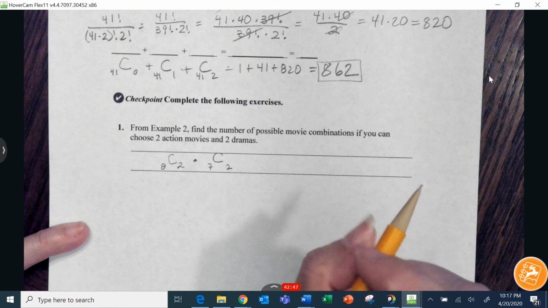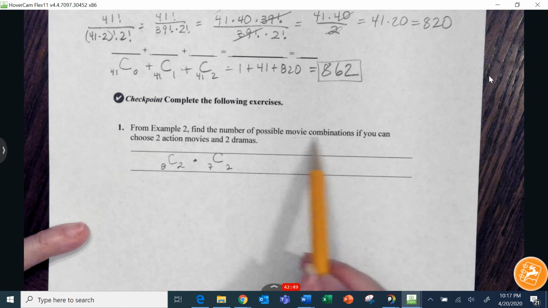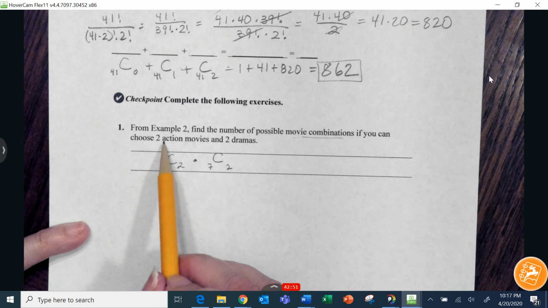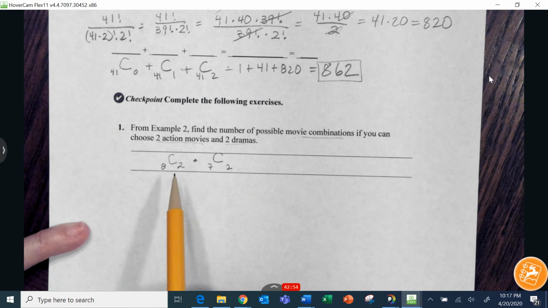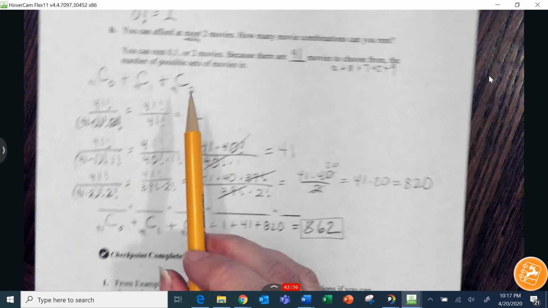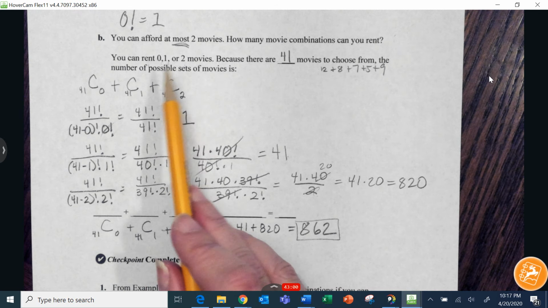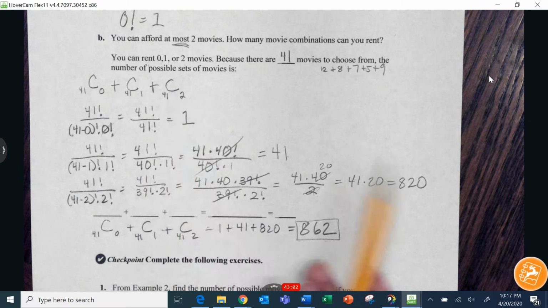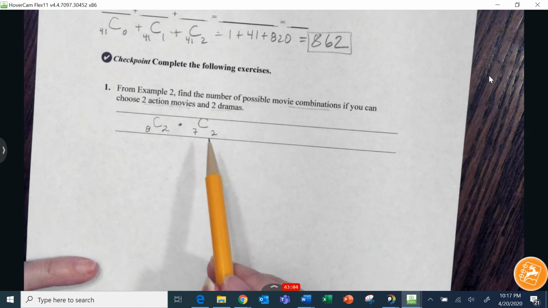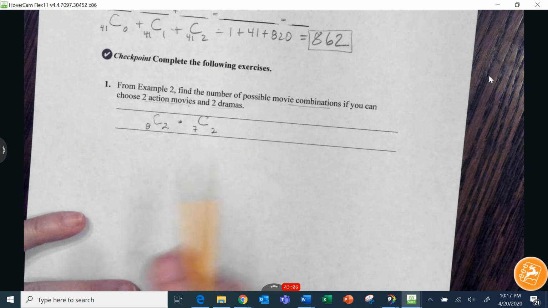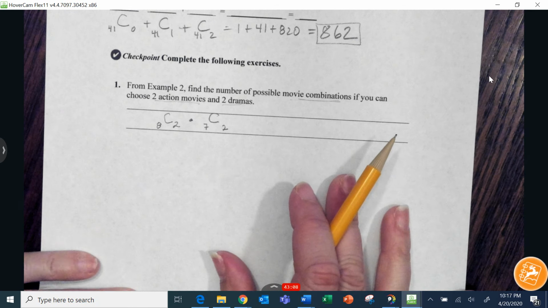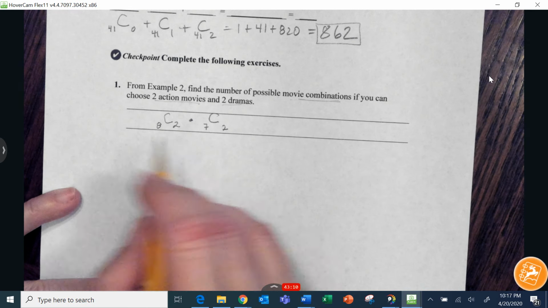And the reason why I'm multiplying these is because you're finding the possible combinations of if you're choosing these and choosing those. Above we were adding because you weren't doing 0 movies and 1 movie and 2 movies. You were doing or. So we had to look at them separately. But since you're doing and, you're putting them together, we will multiply these together. That is the fundamental counting principle when you're doing and, putting it together.